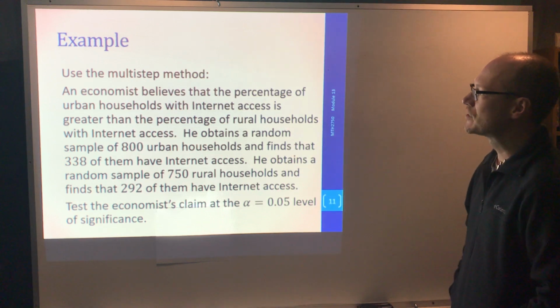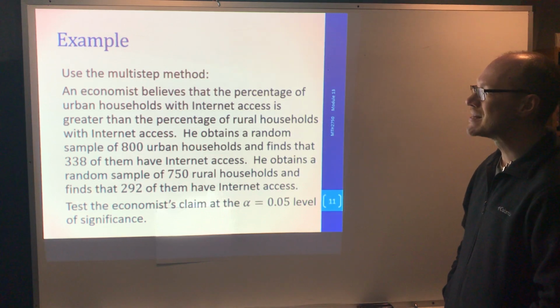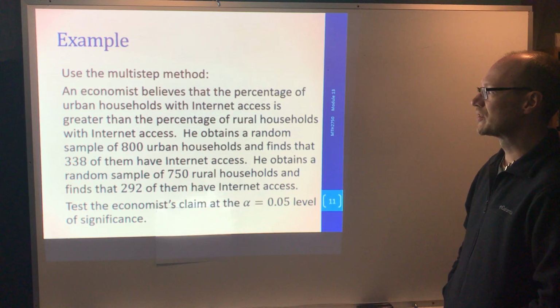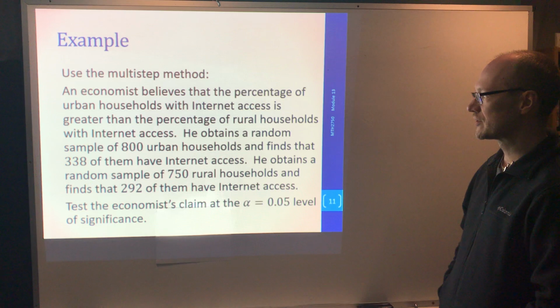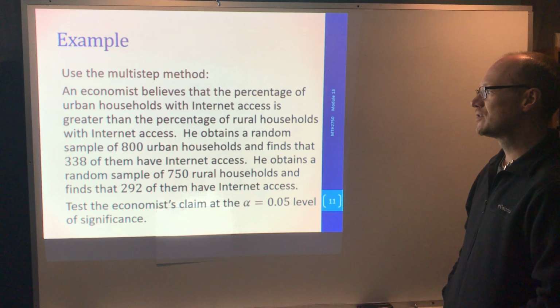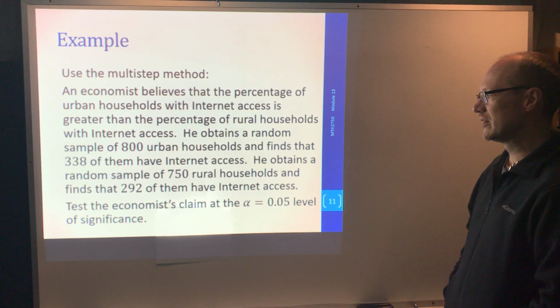An economist believes the percentage of urban households with internet access is greater than the percentage of rural households with internet access. He obtains a random sample of 800 urban households and finds that 338 of them have internet. He obtains a random sample of 750 and finds that 292 of them have internet.